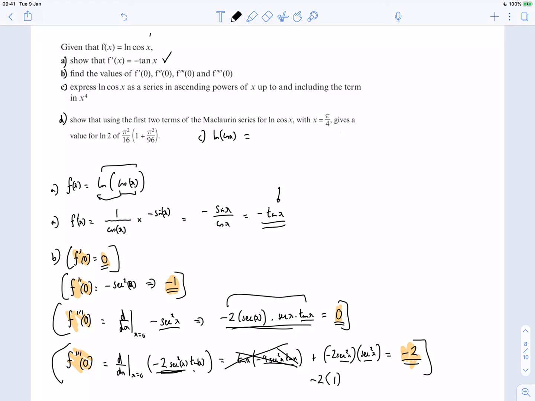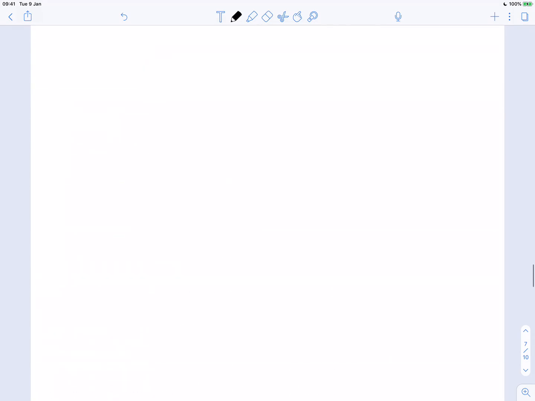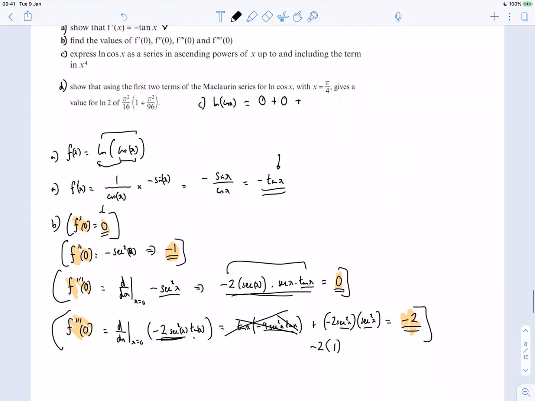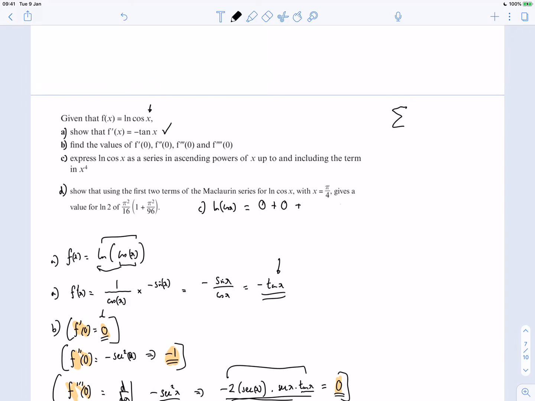Well, when I sub 0 into here, cosine of 0 is 1, ln of 1 is 0, so the first term is 0, plus f dashed of 0, which is 0, so I don't have to worry about that. Let's write that out to remind ourselves. The Maclaurin series is the sum of the ith derivative at 0, x to the i over i factorial, where i goes from 0 to infinity.